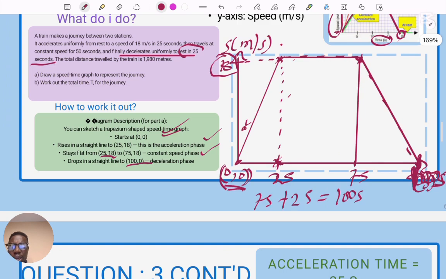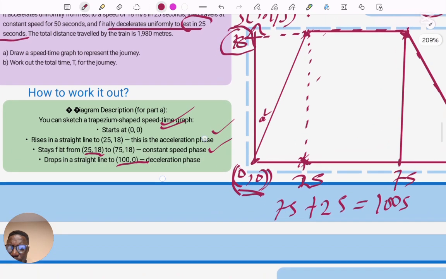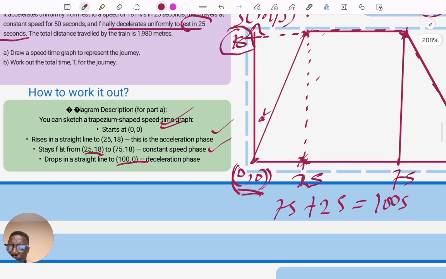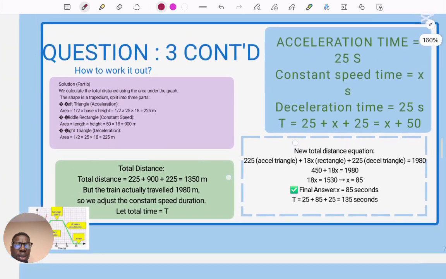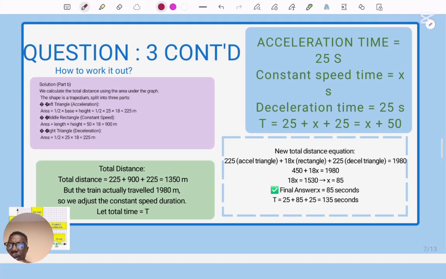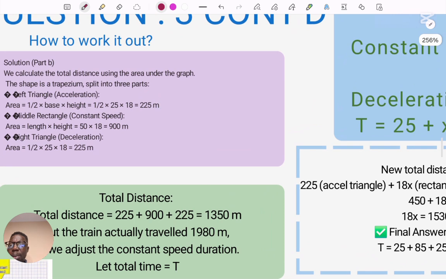Now let's check the second part of the question. It says, work out the total time for the journey. We know the total distance of the journey. Perfect. Let me go to the next page now to solve that. Question 3, continued. How do we address this question? What happened here is very easy. One thing we know is that for part B, we calculate the total distance using the area under the graph.